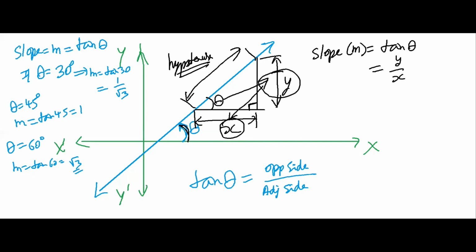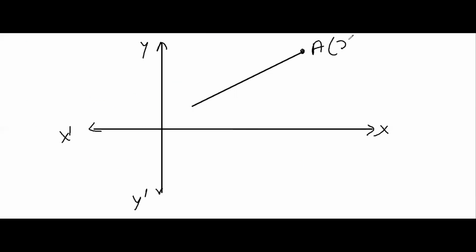Now let's try to understand the slope another way. Same thing we will do, but this time we will derive the formula for slope. So here I have the x-axis, x dash, and here I have the y-axis, that is y and y dash, and I have a line, this is a line. Now this particular point A is say x2 comma y2, and this particular point B is say x1 comma y2.